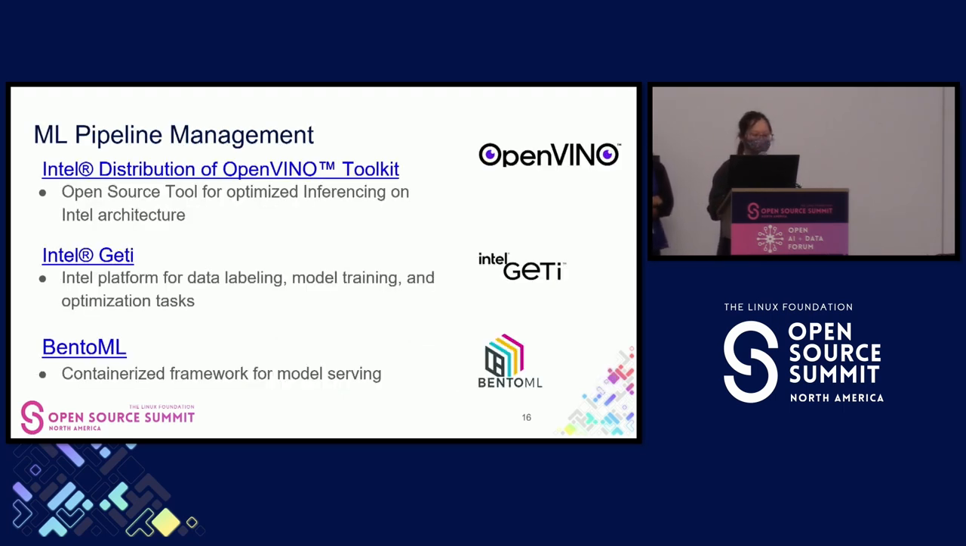In terms of our machine learning pipeline management, we leveraged OpenVINO, which is an Intel open source tool for optimizing inferencing on Intel architecture. We also leveraged Intel Geti, which is an Intel platform for data labeling, model training, and optimization. And we use the open source BentoML project, which is a containerized framework for model serving.